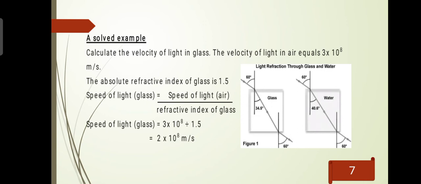Let's solve an example. Calculate the velocity of light in glass while the velocity in air is 3 times 10 power 8 and the absolute refractive index of glass is 1.5. So the speed of light in glass equals the speed of light in air divided by the refractive index of glass. So that equals 3 times 10 power 8 divided by 1.5, equals 2 times 10 power 8 meter per second.